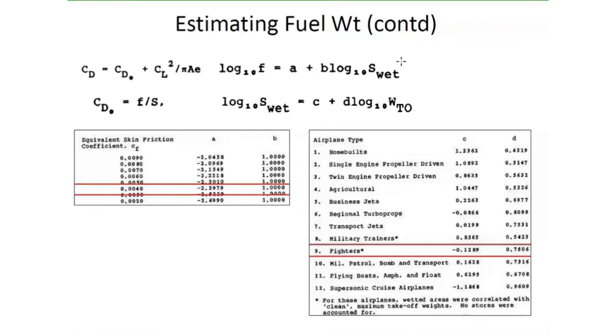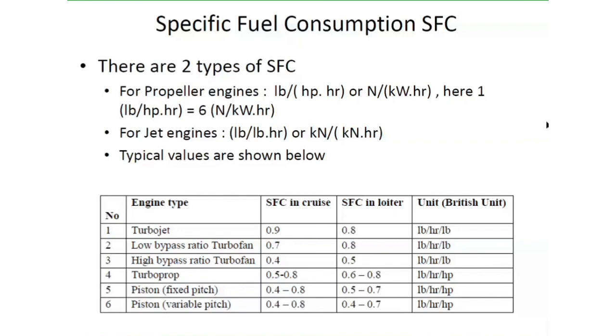So specific fuel consumption, there are two types. One is for propeller engines, which is usually told as newtons per kilowatt hour or pound per HP hour. If you have 1 pound per HP hour, then you just convert it into 6 newtons per kilowatt hour. For jet engines, it's usually the old units, pounds per pound hour, or in our case, kilonewtons per kilo hour. One thing you remember, while these numbers are given in terms per hour, in your equations for endurance and range, it has to be in seconds. So you have to ensure these factors are in seconds, otherwise you'll get a ridiculous number.